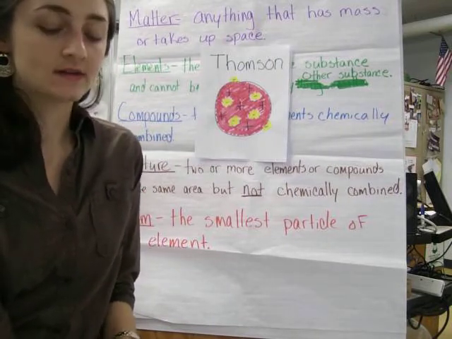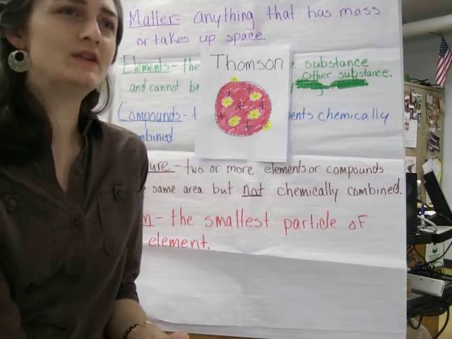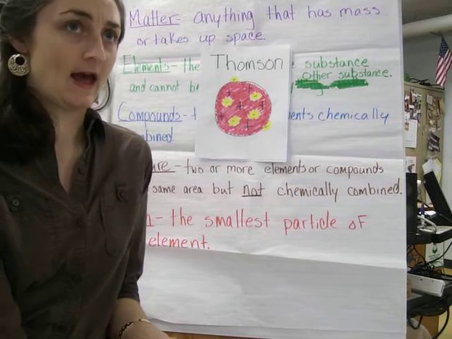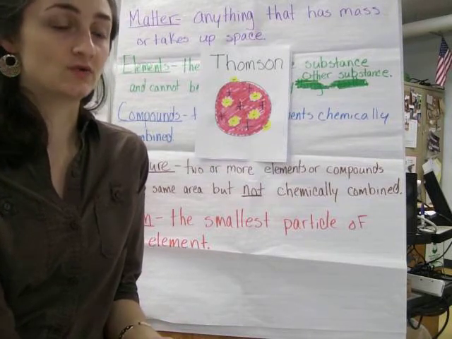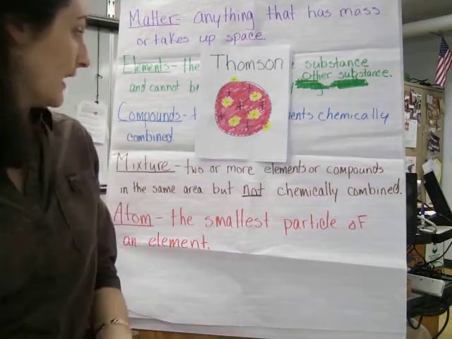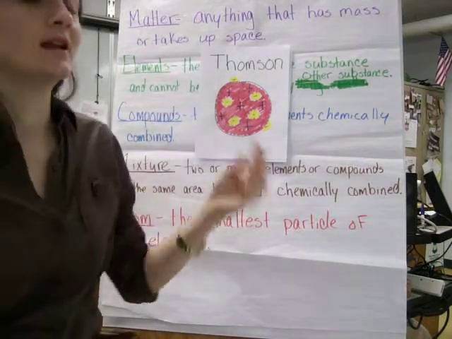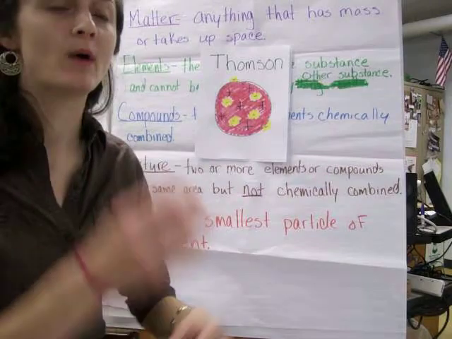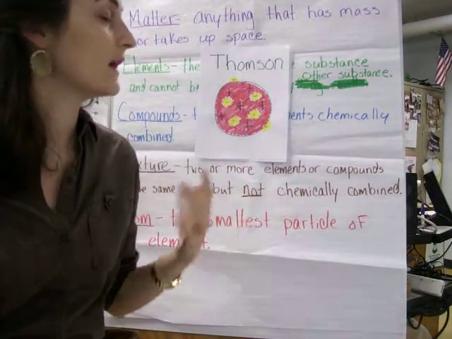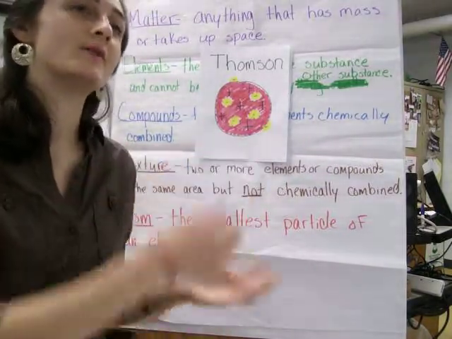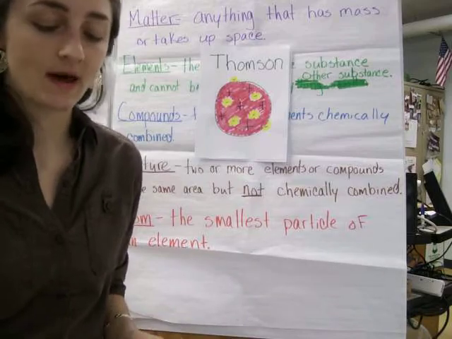Now, one of the things, it's not written for Dalton, but they knew that atoms were electrically neutral. So they weren't positive and they weren't negative, they were neutral. So since it was found that there are all these little negative particles in this atom, he knew there also had to be enough positive particles to balance it out.